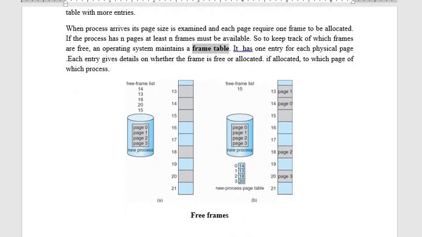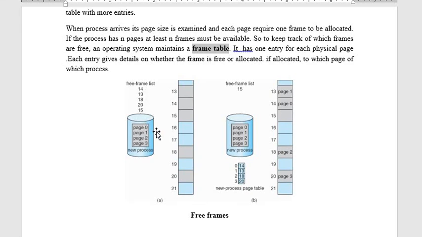Here is a small example. I have a free frame list here. From the current memory snapshot, frames 13, 14, 15, 18 and 20 are free, and the bluish cells are occupied by other processes. So we have a free frame list like this. Here a new process is arriving, divided into 4 pages. In order to fit the entire process, 4 free frames must be available. Obviously it is possible because we have 5 free frames.